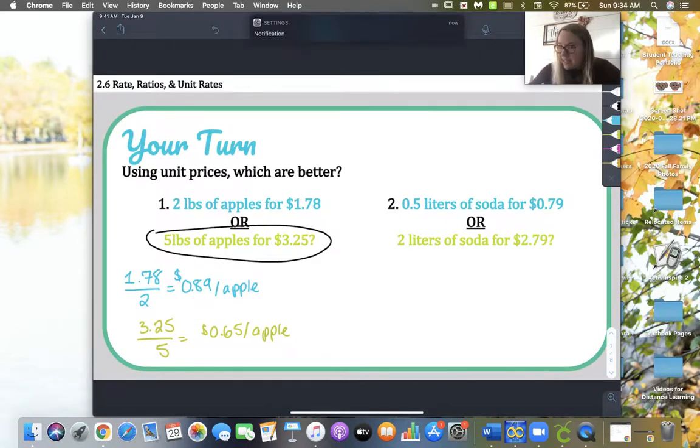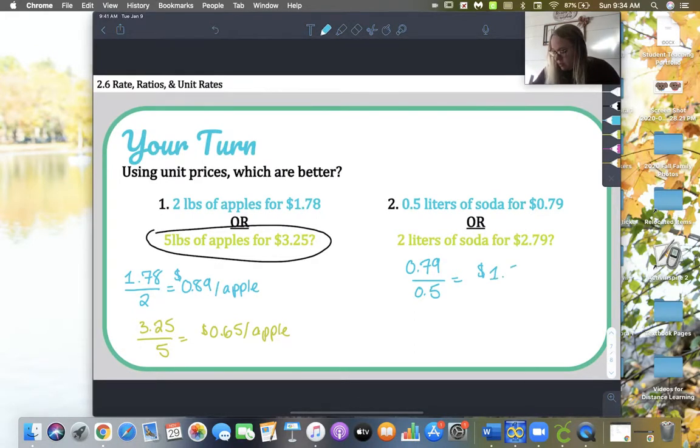Looking at the second one here, I have 0.5 liters of soda for 79 cents. Sorry, that's my dogs playing. So I'm going to have my 0.79 divided by 0.5. Oops, I did that wrong. Make sure you add in your decimal points, and we get $1.58 for this one. And that is per liter.